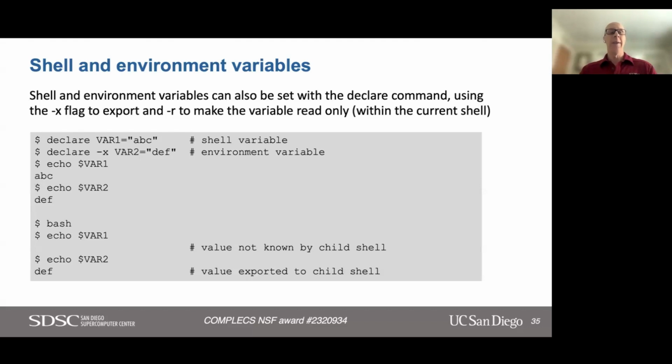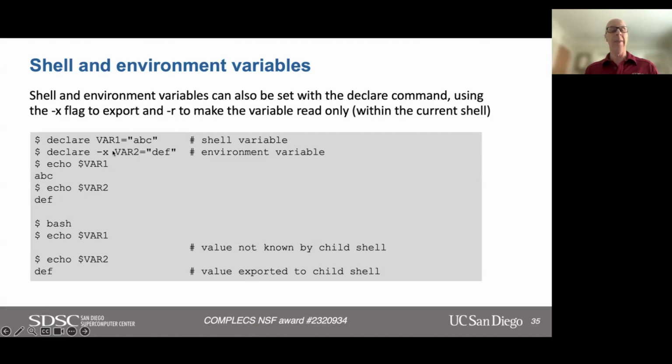Now, another way to declare shell and environment variables, and this is something I see being used more and more frequently, is to use the declare command. If we use -x, that's going to export it, essentially make it an environment variable, and -r if we want to make that variable read-only. So here we're going to declare a shell variable, declare var1 equals abc. Next line, we're going to declare an environment variable, declare -x var2 equals def.